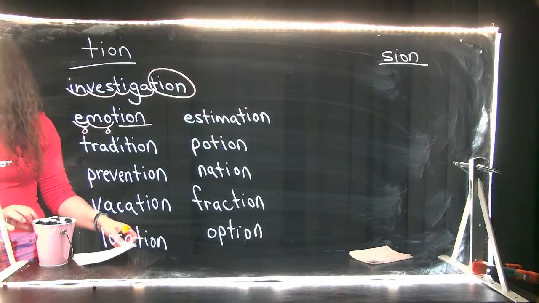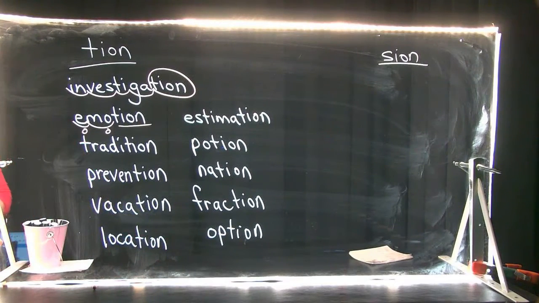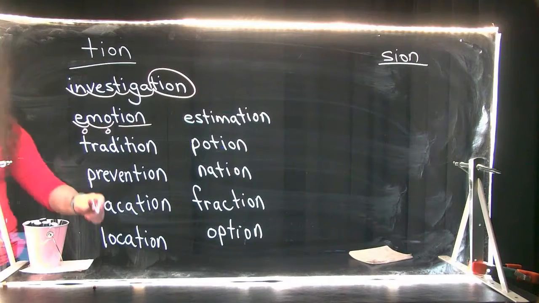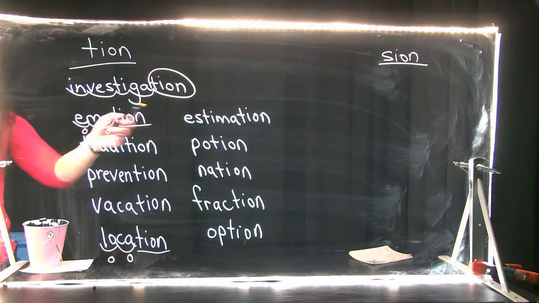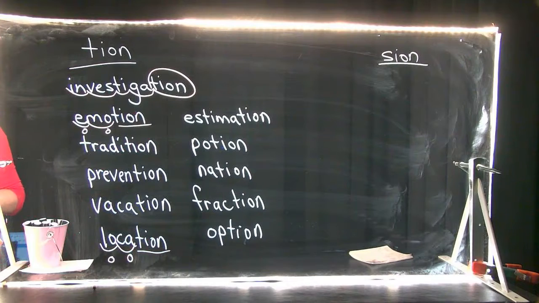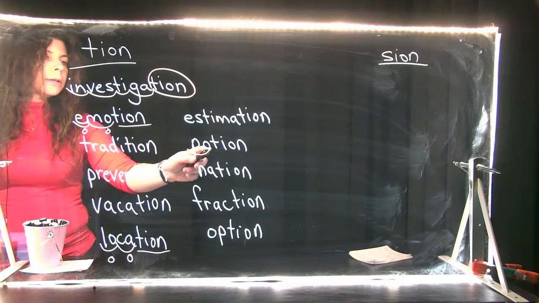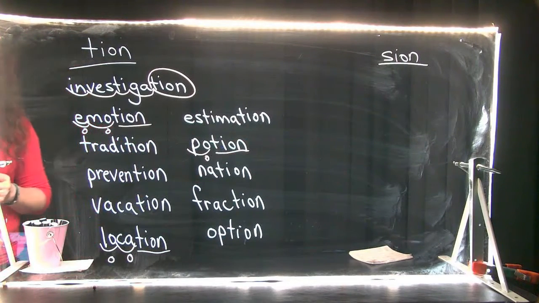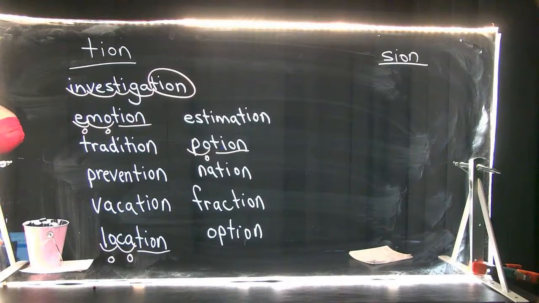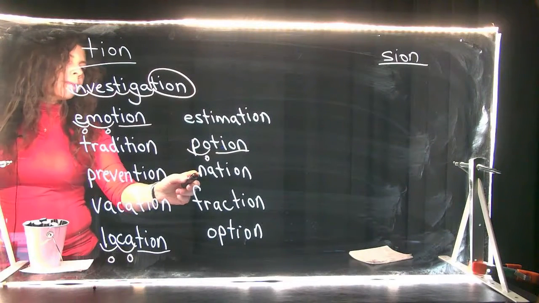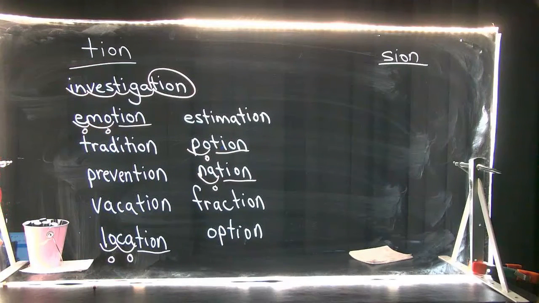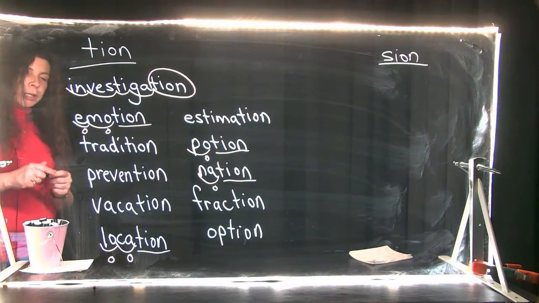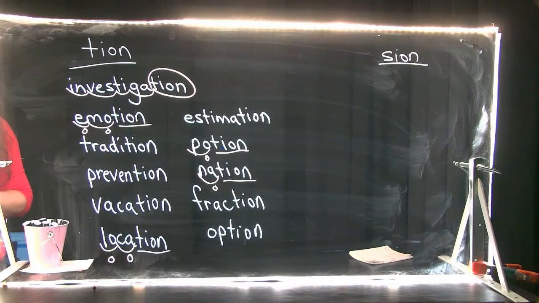Vacation. Location. What is your location? Estimation. What's this word? An open syllable with your shun. Potion. You ever heard of a story and there was a magical potion? Or this word, open syllable with your shun. Nation. Fraction. Option. An option is like a choice that you make.